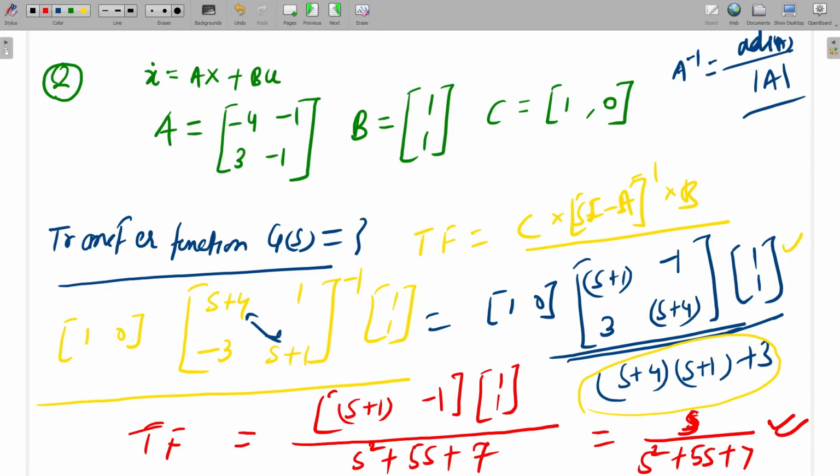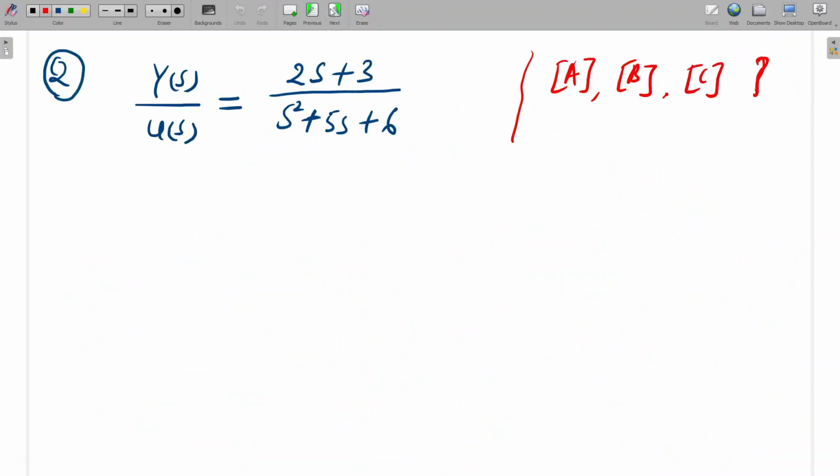Is it clear? The explanation? Yes, sir. Okay. And moving to the next question. So see here how we can proceed for this kind of question.